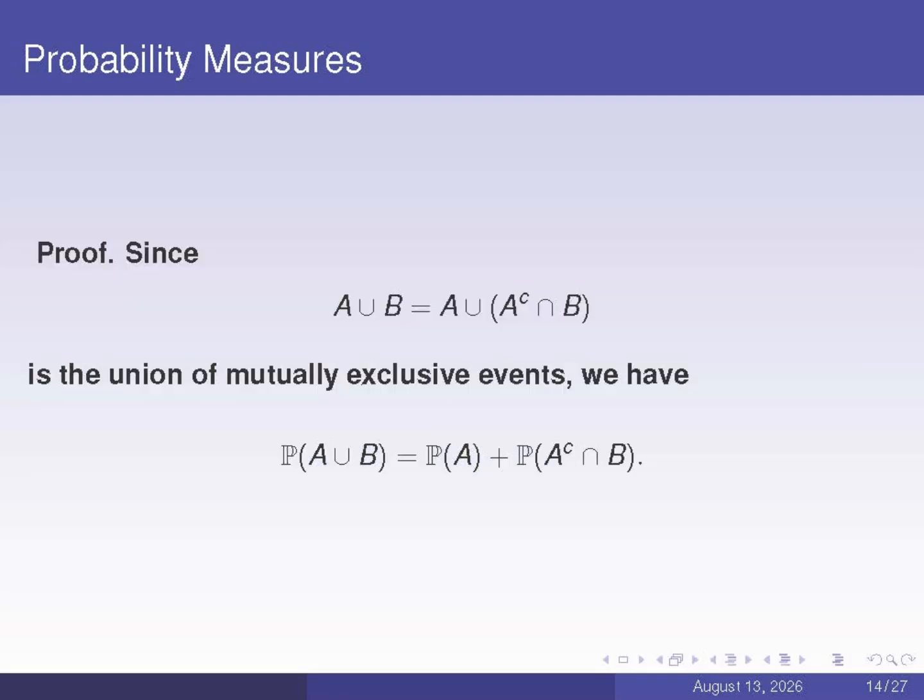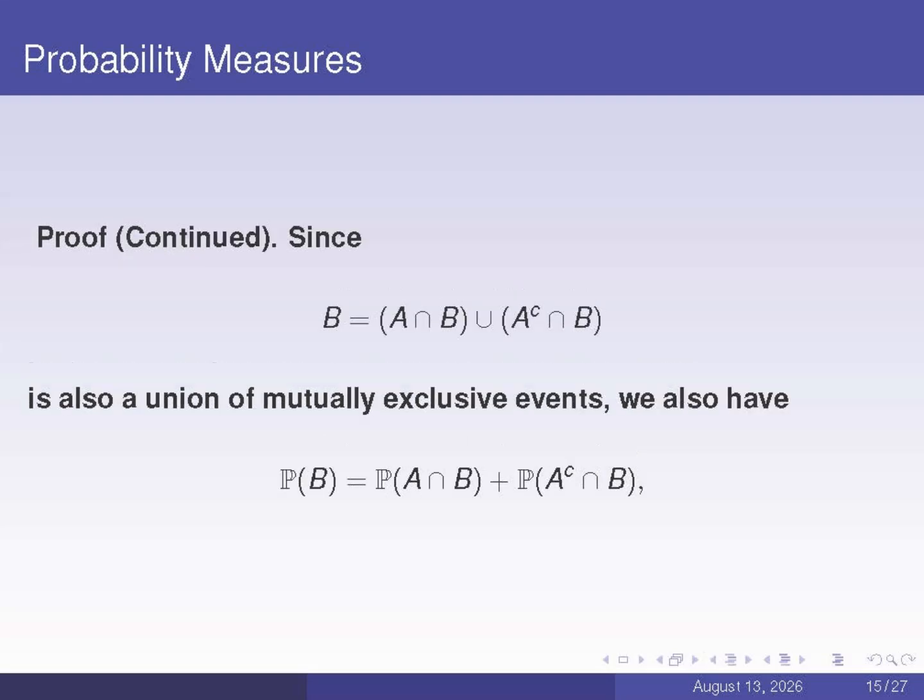Because the union of event A and event B can be decomposed into two mutually exclusive events, as shown in the second line. That is, A union B can be written as A union (B intersect A complement). Furthermore, these two decomposed sets share no common elements, meaning they are mutually exclusive events. Therefore, by the third condition of the probability measure, the probability of A union B equals the sum of the individual probabilities of these two mutually exclusive events, as presented in the final line.